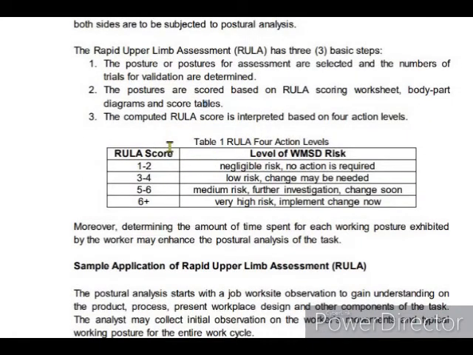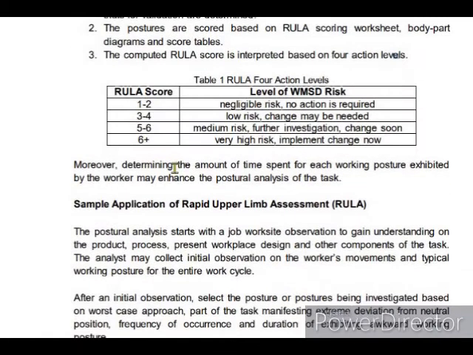So, number 3, the computed RULA score is interpreted based on 4 action levels. So, ano yung 4 action levels ng RULA? So, 1 to 2, negligible risk, no action is required. So, ito yung mga pwede nang i-neglect, okay? So, yung baliwalain na risk. So, wala tayong gagawing action.